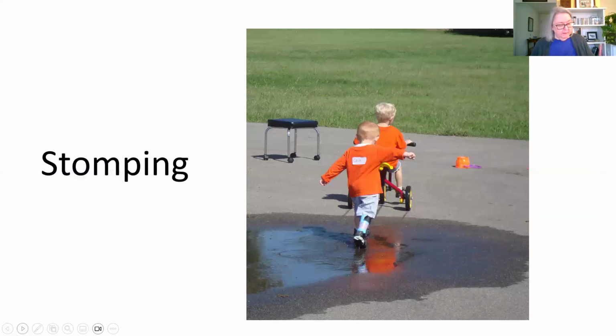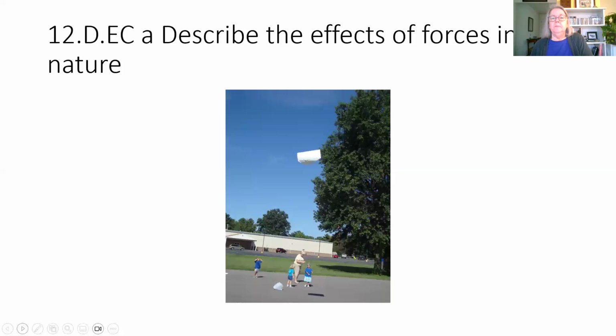Here's stomping. How can you make the biggest splash? Look at the ripples. Do they make curves or straight lines? Can you make a ripple with a straight line? Here is going out to see what they can do with kites, and not just once, but trying lots of things. Paper, plastic grocery bags, cloth streamers.